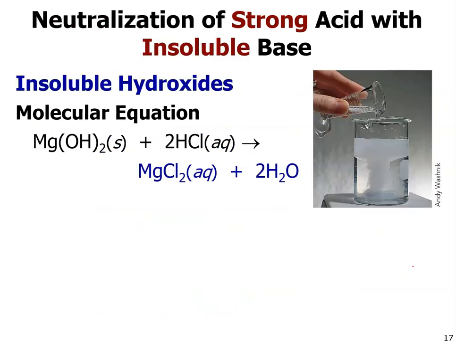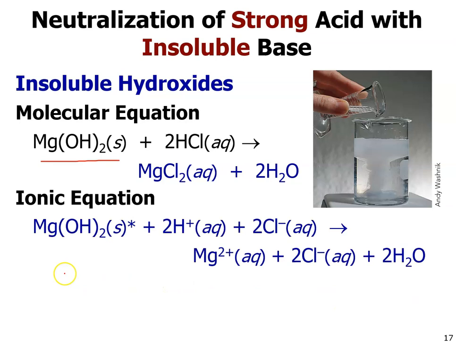Here's an example of a strong acid with an insoluble base. Magnesium hydroxide is a solid, but if we put strong acid with it, we can generate magnesium chloride and water. Notice that magnesium hydroxide is not written out as an ion. It doesn't get made into an ion because it's a solid, right? So now if we look at the ionic equation, you'll notice that it is still written out as a solid.